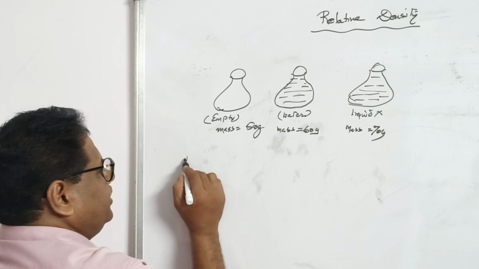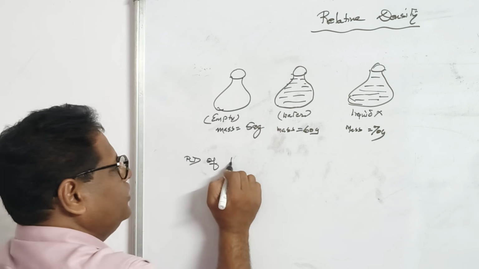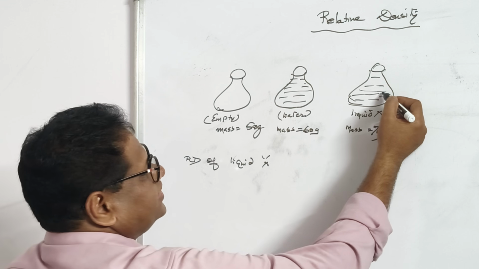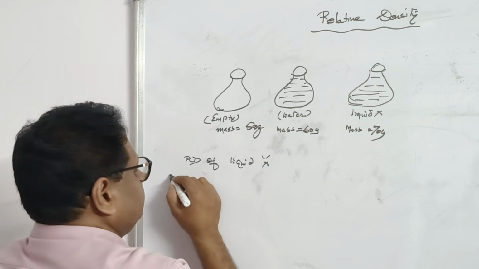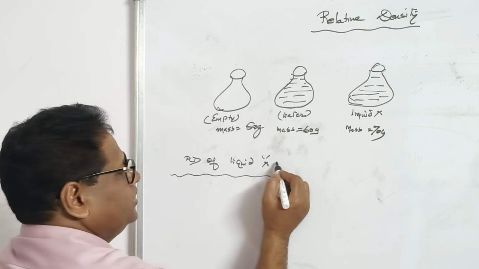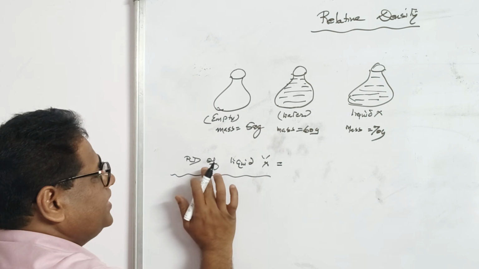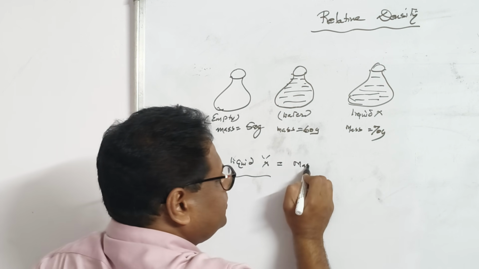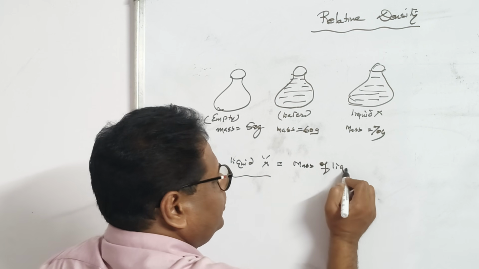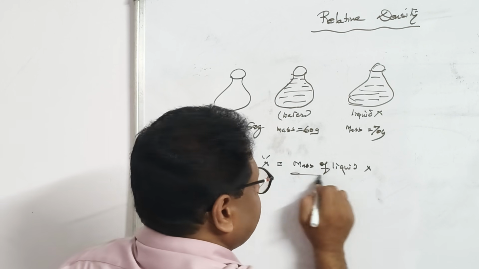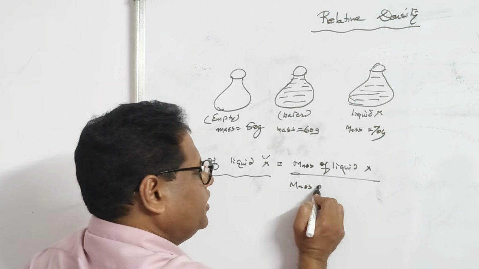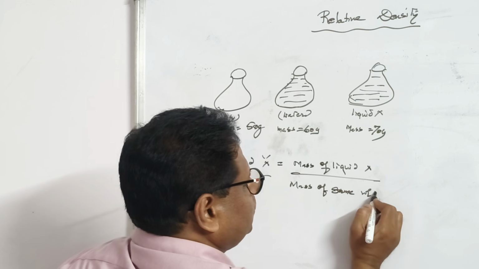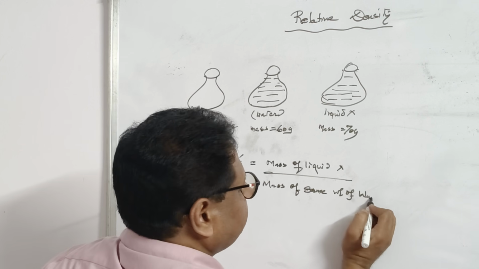Now you have to find the RD of liquid X. Suppose it is a direct question to find the RD of liquid X. Then you can apply this formula: mass of liquid X divided by mass of same volume of water.